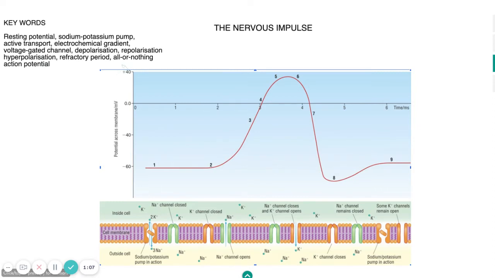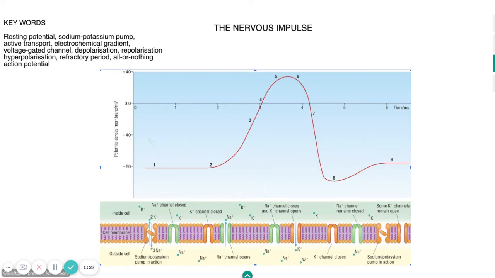And this is important: it's the all or nothing principle. And this whole thing you're looking at here is called the action potential. So if you want to read up more on this, search action potential. This is what it is. We're going to go through all the events taking place.